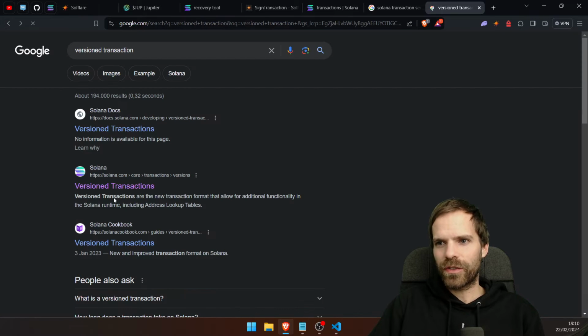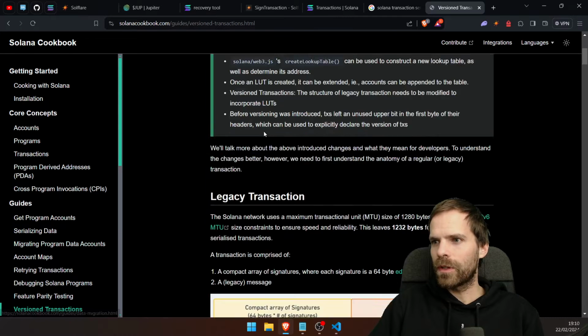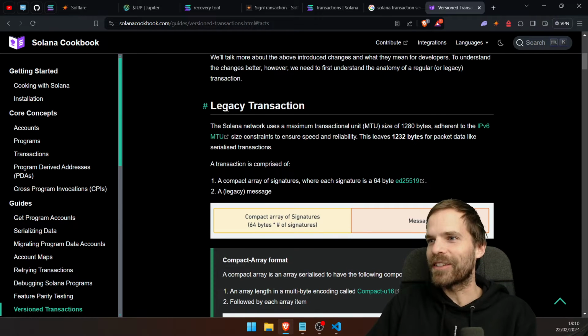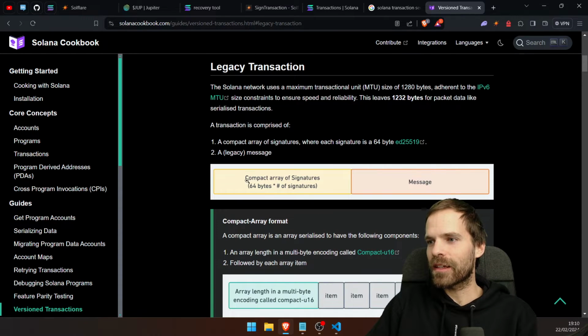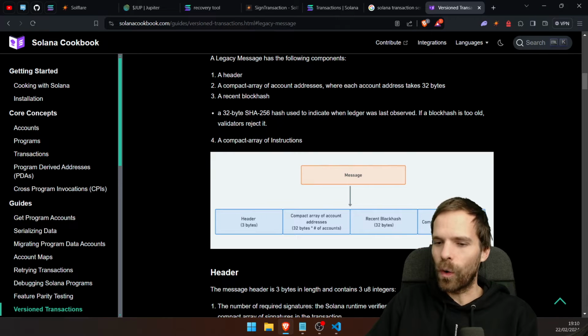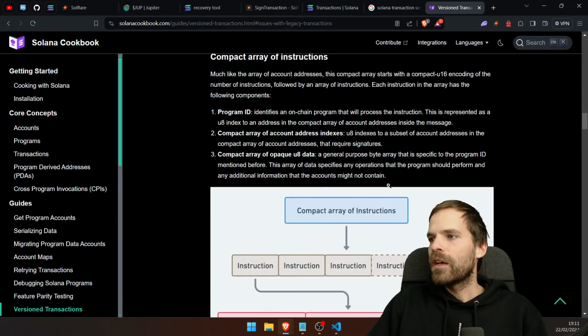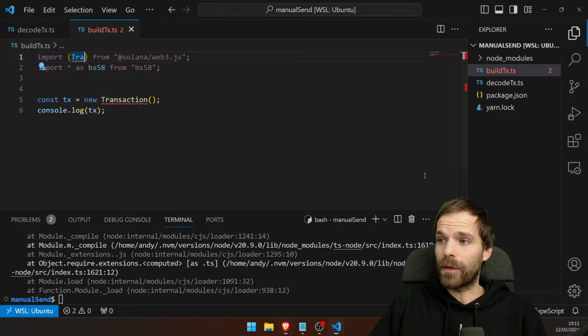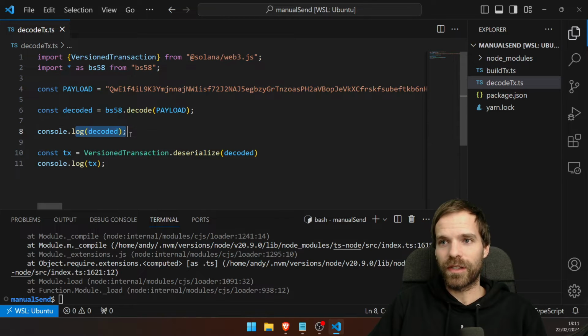Was it in versioned transactions at the Solana cookbook? Yeah, that's the thing that I want. So, a legacy transaction has a compact array of signatures and then the message. Right. So, 4 bytes of length. I think only this part is what we get from the Solflare. Anyway, the important part is that we have the signatures first and then the message. So, let's get some signatures into this.